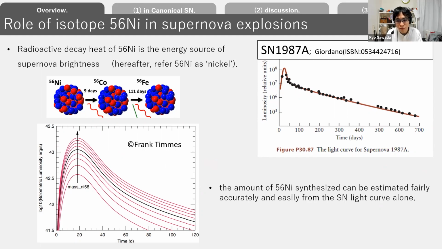This means that the amount of 56 nickel can be estimated fairly accurately and easily from the supernova light curve alone, without the need for complex observation, such as spectroscopic observation. For supernovae for which a sufficient light curve can be measured, the amount of 56 nickel can be estimated, and statistically, the amount of 56 nickel has been estimated from a large enough number of supernovae. This is very important for understanding the canonical behavior of a supernova.